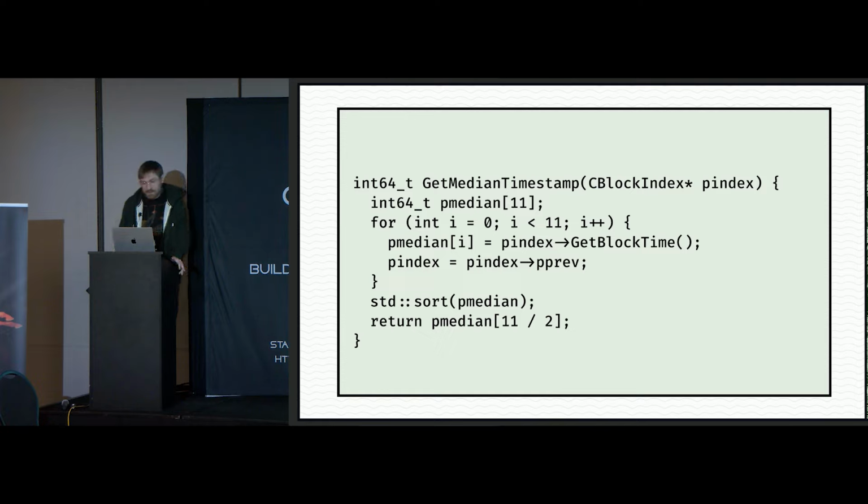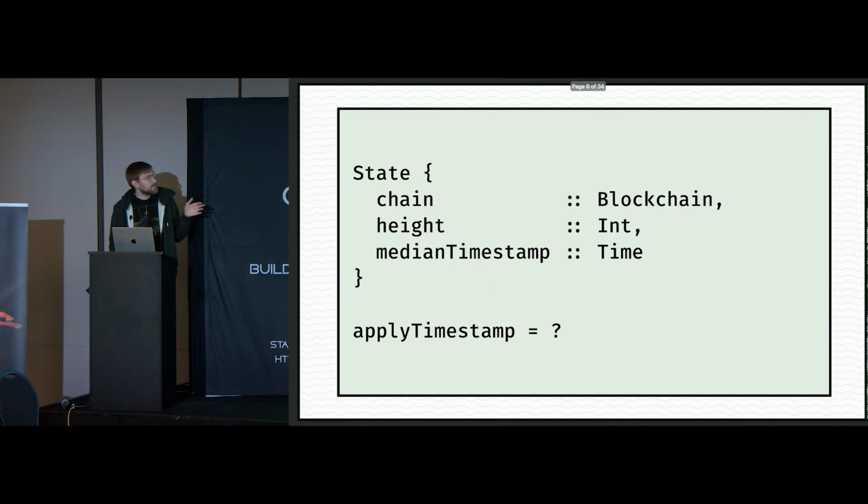So we want to replace this with something a bit more narrowly focused. So what do we do? Do we just add this median timestamp to our state? That would work to validate one block, right? You just compare the timestamp to this median in the state. But there's no way to take that median and combine it with a new timestamp to get a new median. So we can't actually apply.